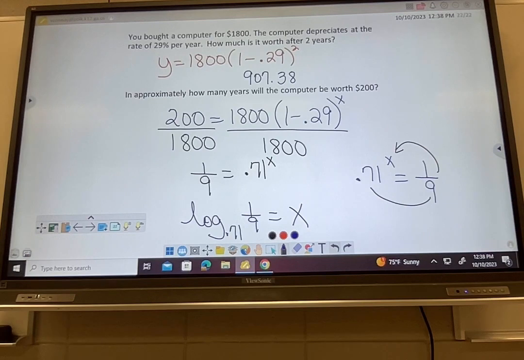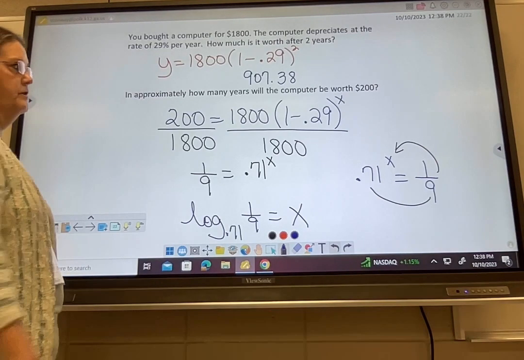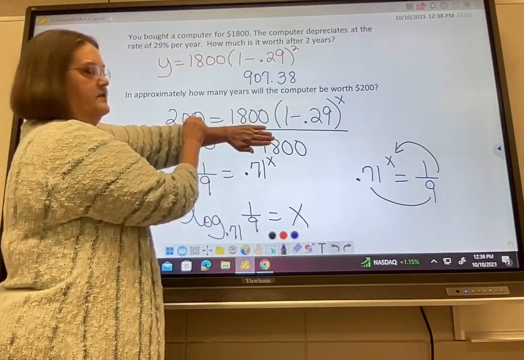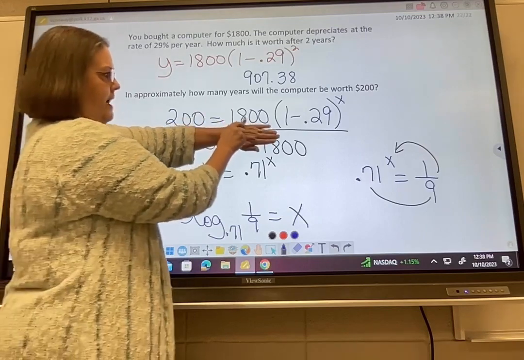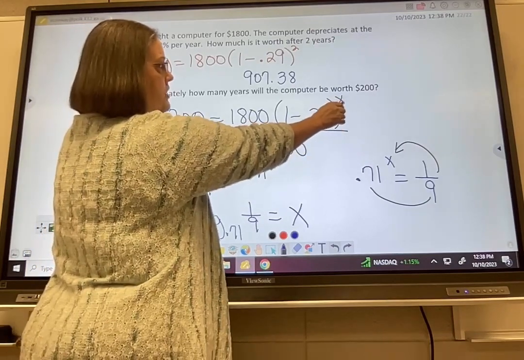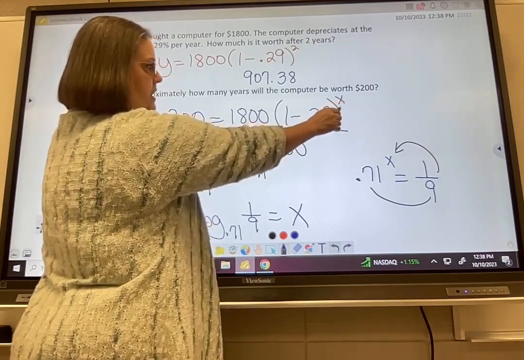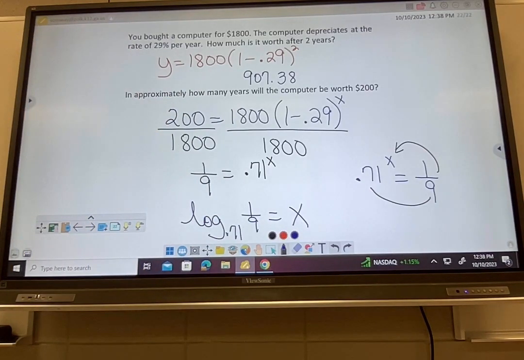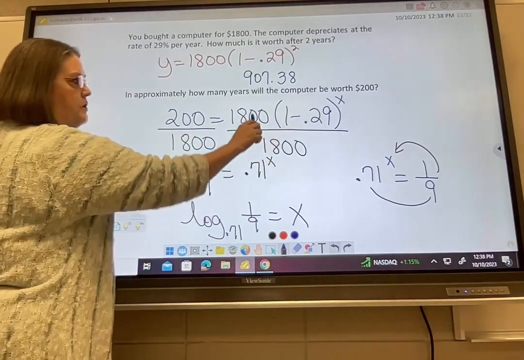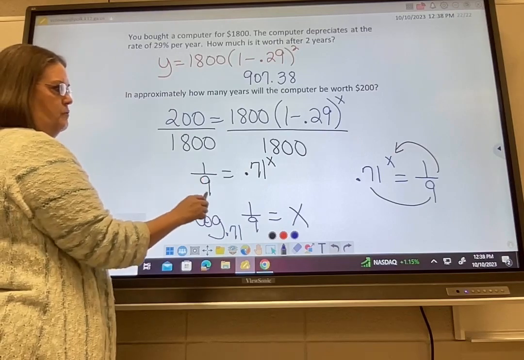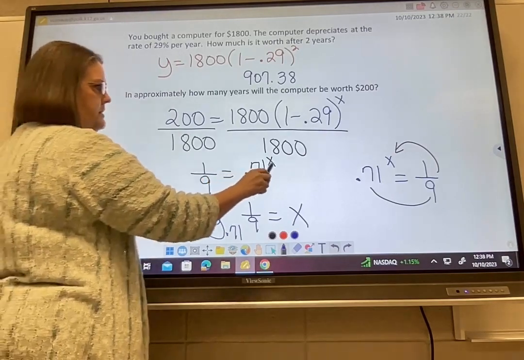Now, this asks us to do something a little bit different. It gives us the y. In approximately how many years will the computer be worth 200? So you have its worth, and you set up the problem like this to begin with. This is what it's worth. 200 equals our initial amount of $1,800 times 1 minus 0.29 to the x power, only you don't know the time. So you're trying to find the time. So the first thing we do with the equation is we move the 1,800 because this is multiplication. So we divide and we move it over here and we solve. And 200 over 1,800 is 1/9 equals 0.71 to the x power.